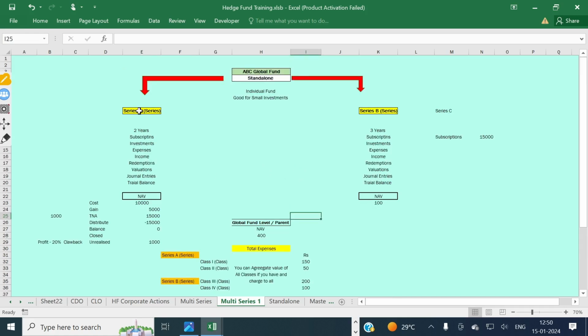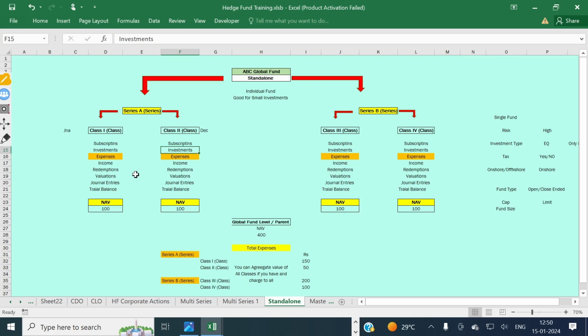So under the fund, you would see series, and under series, there will be classes. Sometimes you would see subclasses as well. It's a rare case where a fund can create multiple subclasses also. Under a class, you would see subclass 1, subclass 2, subclass 3. If you don't want to establish another class, then you can create a subclass.